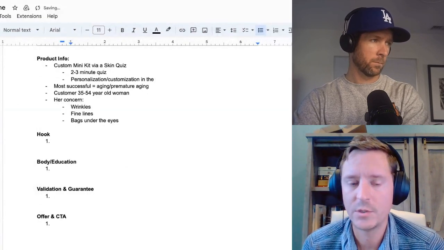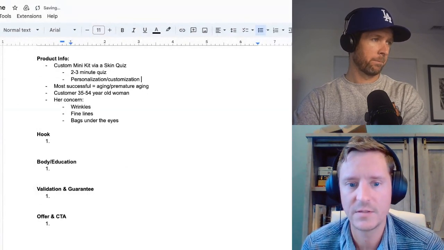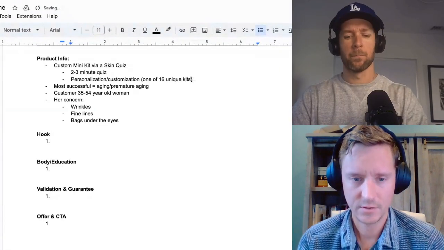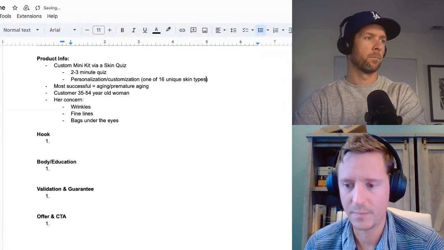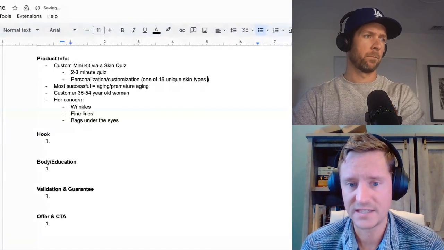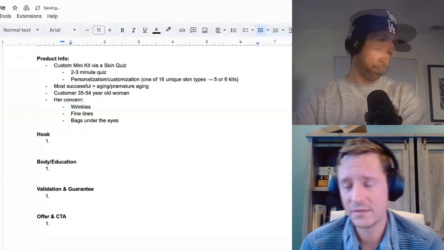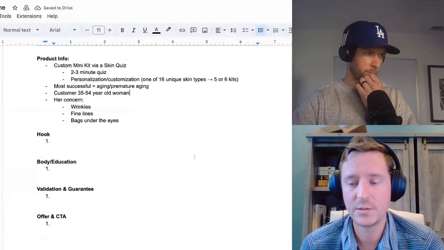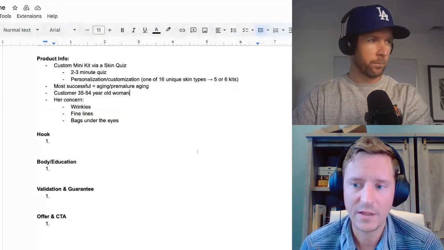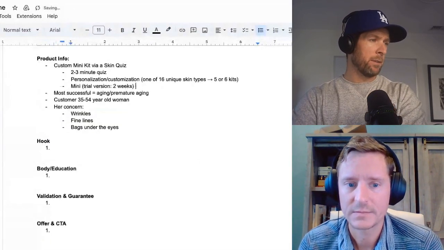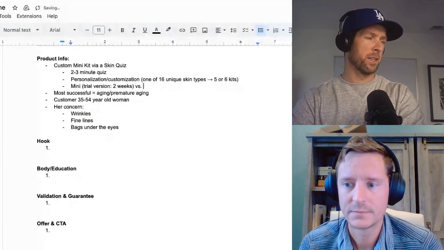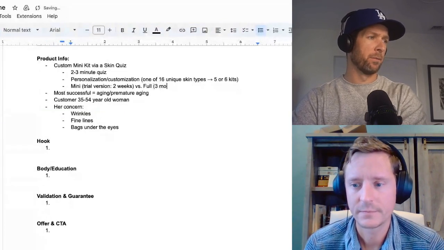And then they go to one of 16 unique kits that is basically based on one of 16 unique skin types, which there's only like 5 or 6 unique kits out of it. But basically it takes into consideration some of the major factors of their skin and then fits them with basically a full routine for them to get started. And we sell it in 2 sizes, the mini and the full. The mini lasts about 2 weeks. The full lasts about 3 months. Okay, great. So the mini version is a 2-week trial, basically, versus the full version, which is a 3-month fuller treatment.